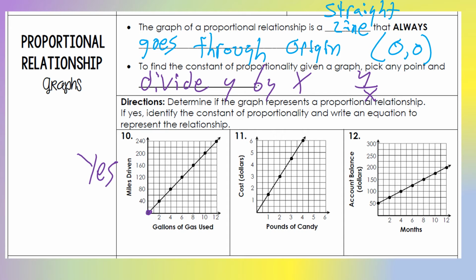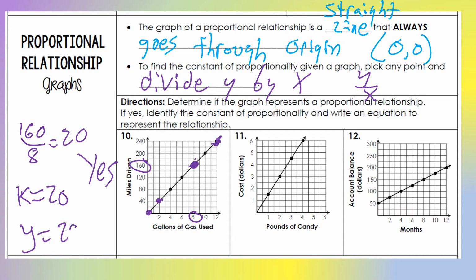So I should be able to pick any point on here. It does not matter which one I pick. Any of these work. Let's just pick this one. Look at its y number. Divide that by its x number. There's your constant of proportionality, and that works anywhere, I promise. If I did this one, 240 divided by 12 also equals 20. If I pick the first one, 40 divided by 2 equals 20. So k is 20, and then the formula y equals 20x.